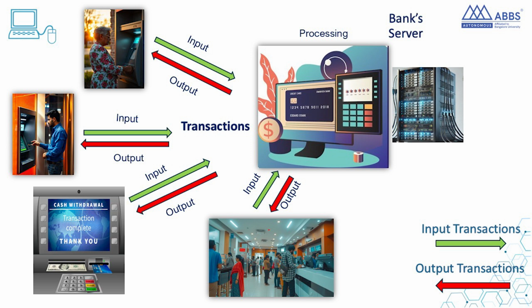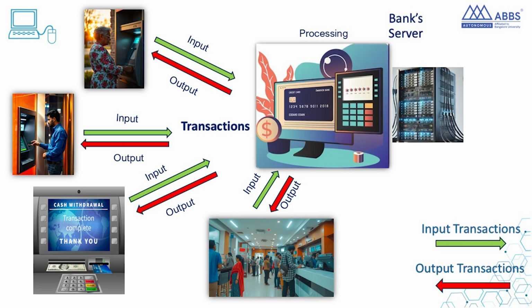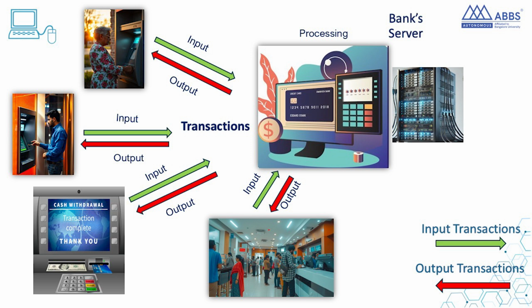Now, all this input is not in one place, but all this input is going to one centralized place, maybe the bank's server, where the processing is mainly occurring. If you look at this diagram, input activities are going and output activities are responses. This is not a one-time activity, this is like to and from multiple activities.